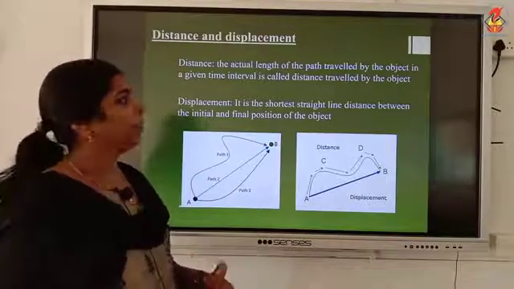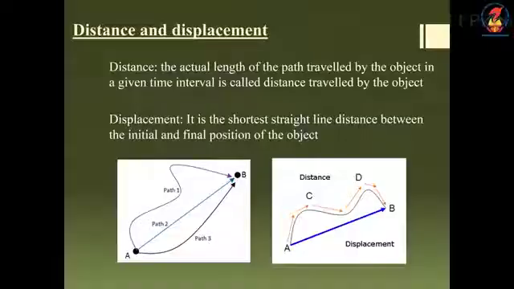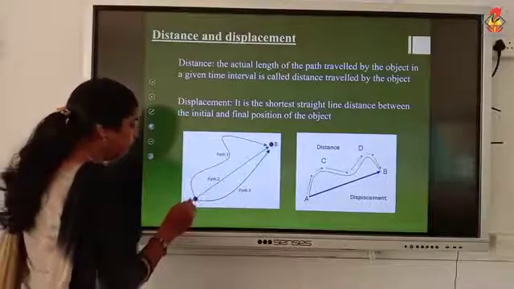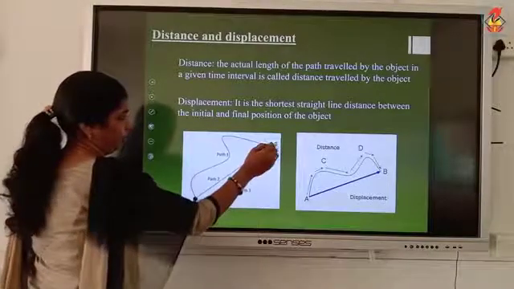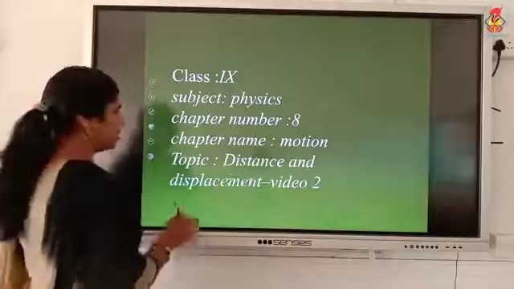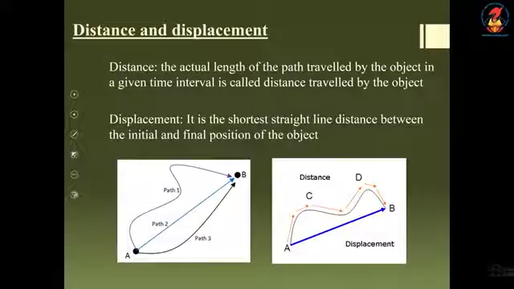Now, displacement is the shortest distance between A and B, between the starting and the ending position. The object starts from this point A and ends here. So, what is the straight line distance or shortest distance between A and B? Shortest distance means definitely it will be a straight line distance. So, the shortest distance between A and B is known as the displacement.